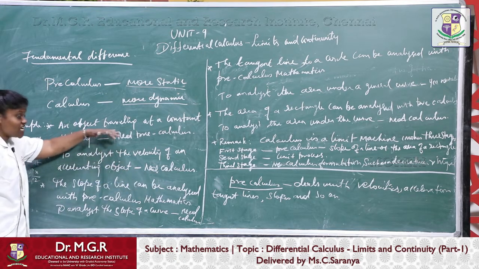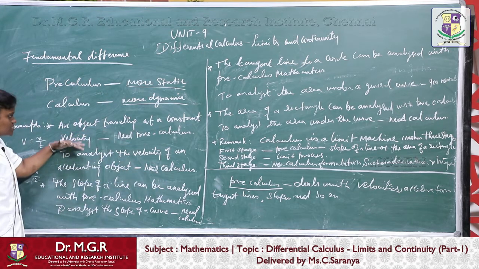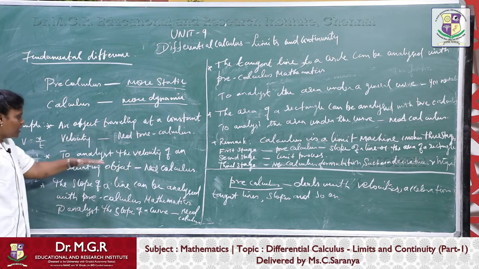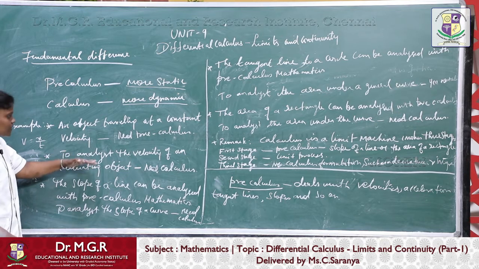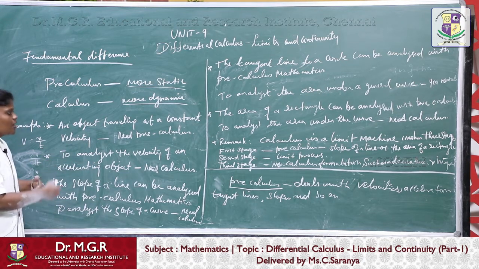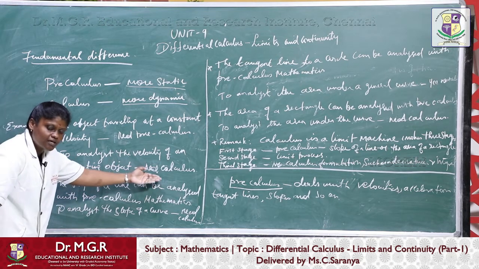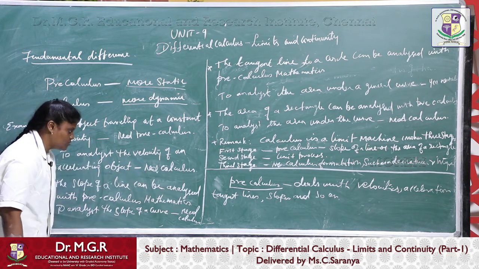Pre-calculus means an object traveling at a constant velocity. For constant velocity we use pre-calculus, and to analyze the velocity of an accelerating object, we need to apply calculus.